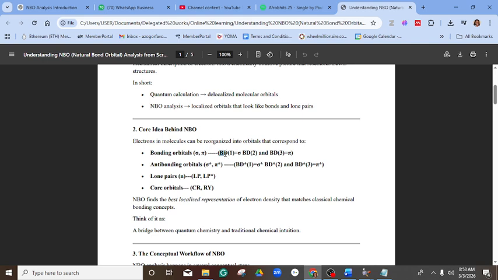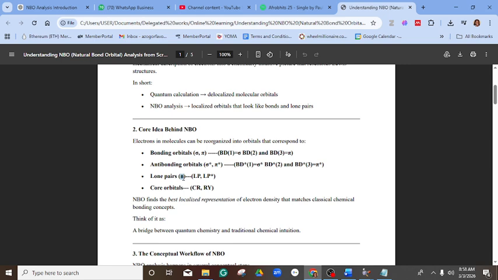In the document we have BD1, BD2, and BD3. BD1 is always transcribed as a sigma bond, and in chemistry we know that a sigma bond is a single bond, while BD2 and BD3 are known as pi bonds, because BD2 represents a double bond while BD3 represents a triple bond. The same applies to the anti-bonding orbitals, but the anti-bonding orbitals have an asterisk attached to the orbitals.